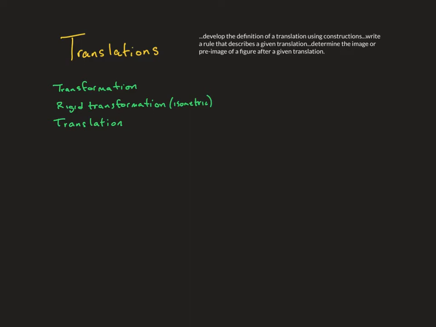And then finally, the translation. A translation is a rigid transformation that moves every point of the pre-image of an object the same distance and direction to create the new image. So that is the translation. It is the same direction, everything moves the same amount.